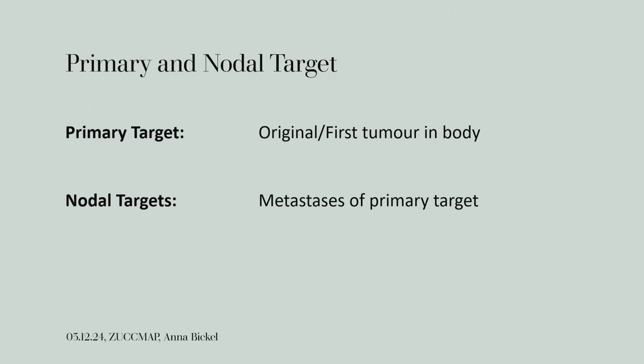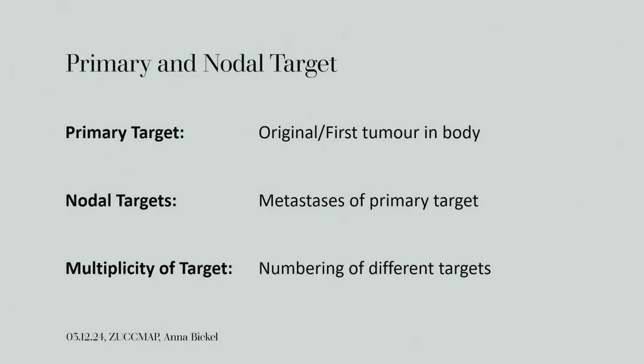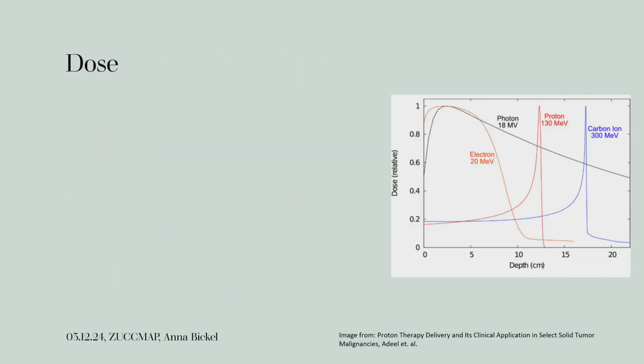So when we plan, we need to somehow know which target is which one. And so we have the multiplicity of targets, and the multiplicity is not defined in a mathematical way. You just count the number of targets, and the primary target is mostly number 1, and then all the nodes are 2, 3, 4. So it's just numbering.